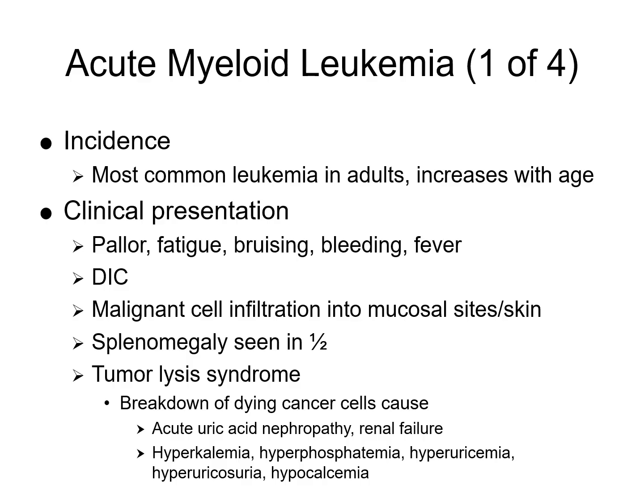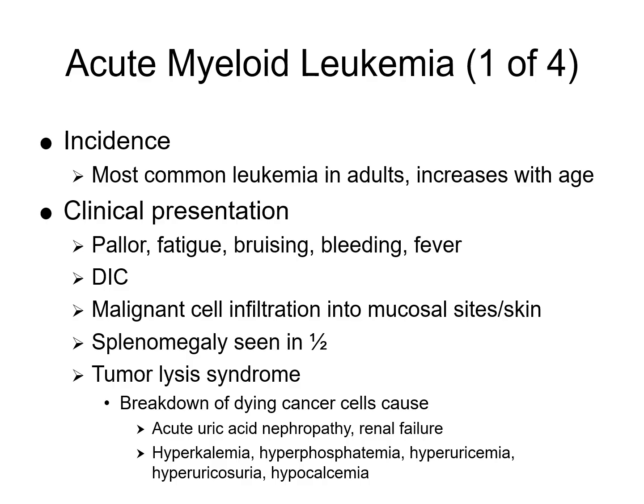They may also have DIC, which is disseminated intravascular coagulation. This is a common complication, especially in certain acute myeloid leukemia subtypes. They may have malignant cell infiltration, which may involve mucosal sites and skin. They may have splenomegaly, which is that enlarged spleen, which is present in about 50% of cases.